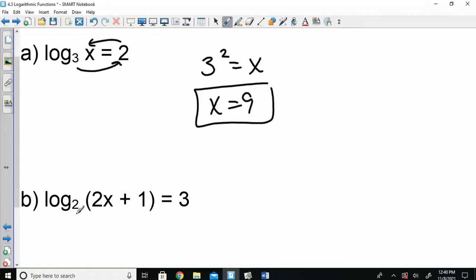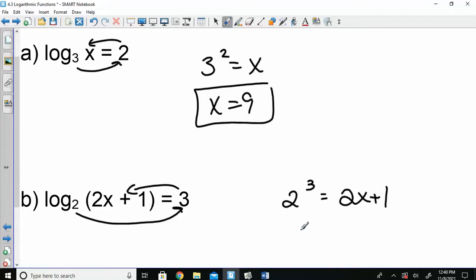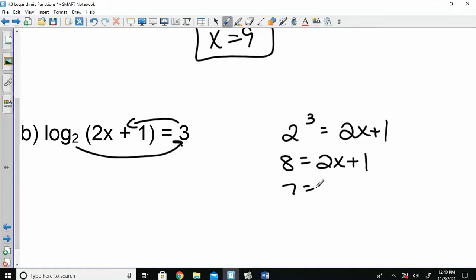The last one, 2 to the 3rd power equals 2x plus 1. To move your 1 over, you have to subtract it, then divide by 2. So you get 7/2 or 3.5 for that one.